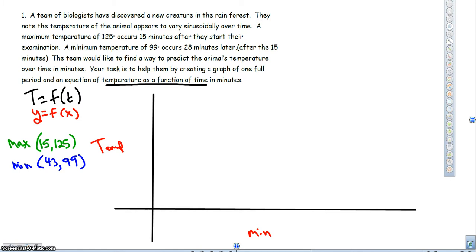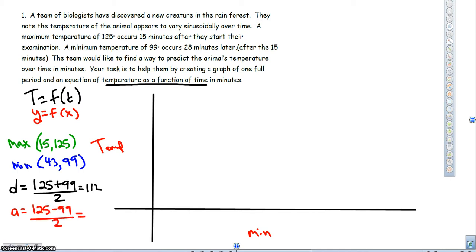Now, the midline is going to be dealing with my y values. So the d value, to get the midline, the middle of those, I'm just going to add these together and divide by 2. And that'll give me 112. The amplitude is going to be the distance from 99 to 112 or 125 to 112. So I could tell that's 13, but you can also subtract and divide by 2.